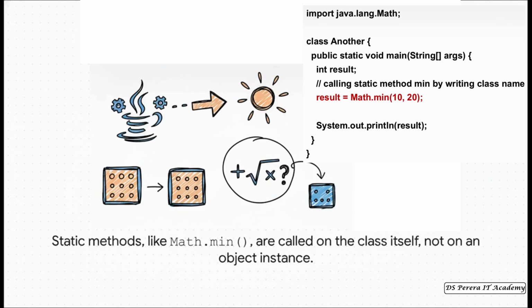You know, a perfect real-world example of static methods that you've probably already used is Java's built-in Math class. When you want to find the minimum of two numbers, you don't create a new Math object, right? Of course not. You just call the method directly on the class, Math.min. This works because the operation doesn't depend on any specific object's data. It's a pure utility function.